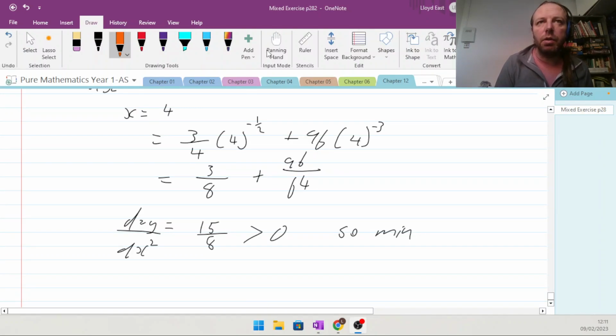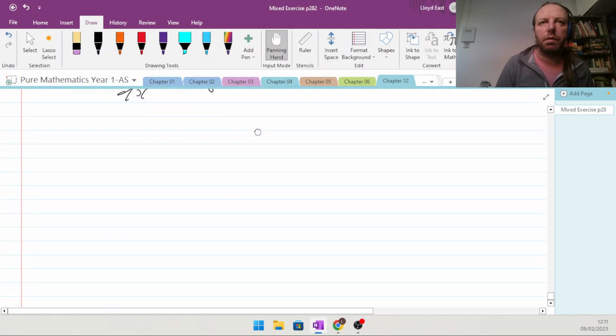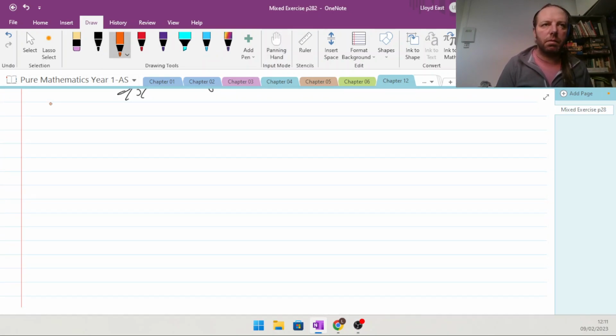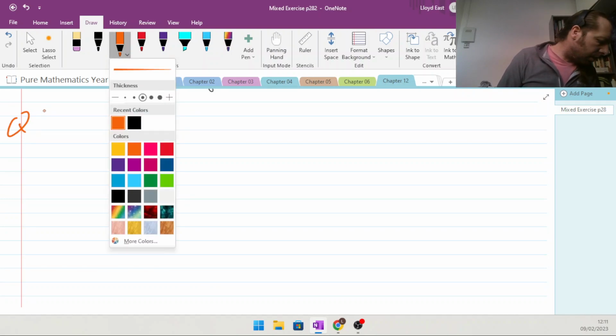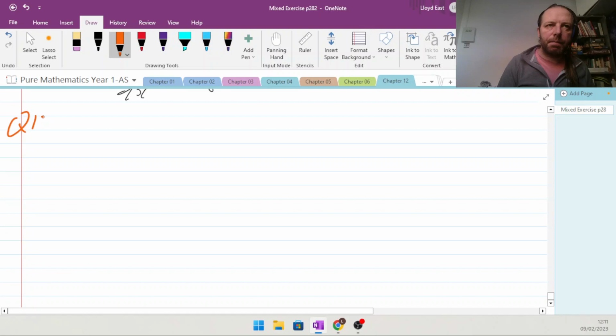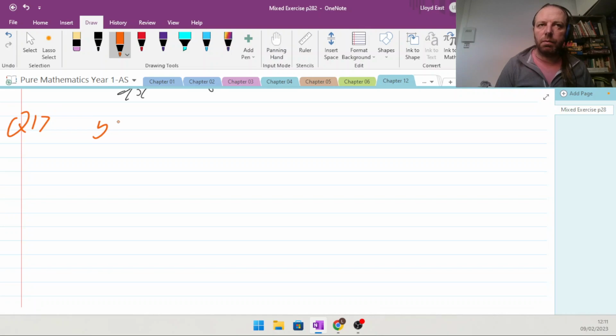Okay, then on to question, what are we on to? Question 17. Question 17, the curve of an equation is y equals x cubed minus 5x squared plus 7x minus 14. Determine by calculation the coordinates of the stationary points of the curve.